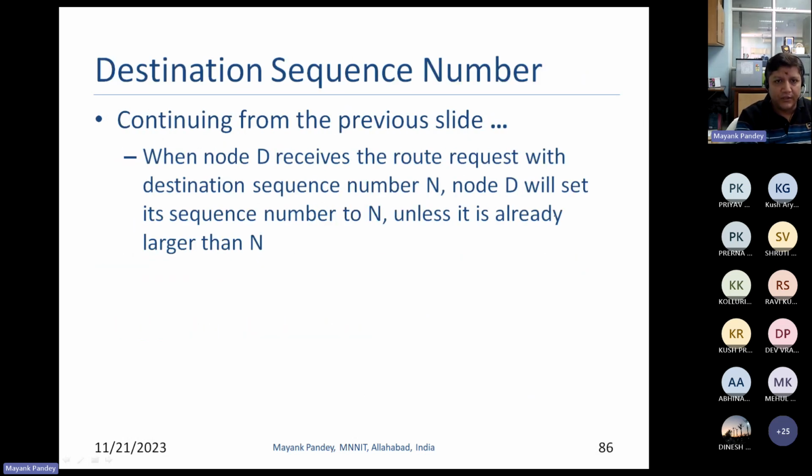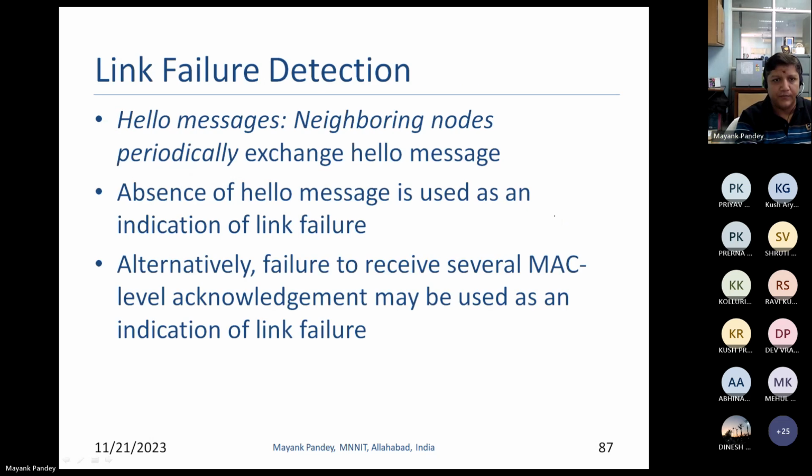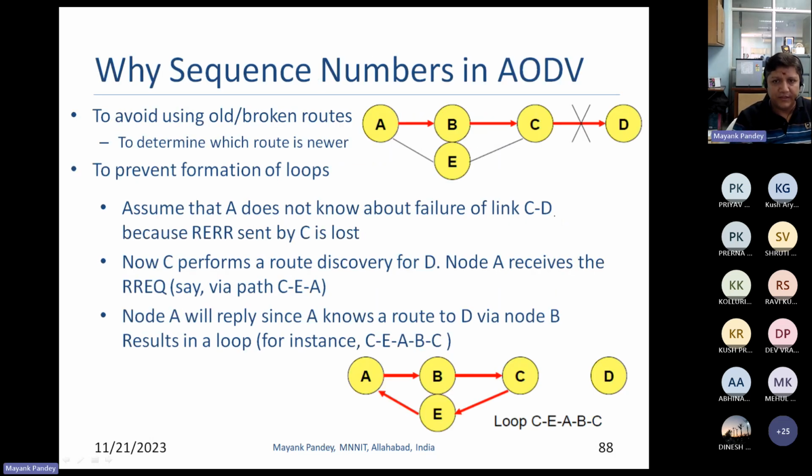I just want to tell you about the role of the destination sequence number. Suppose this is the situation: A, B, C, E, and there is a path from C to D. Suppose somehow this link is broken, and assume that A does not know about this broken link between C and D.